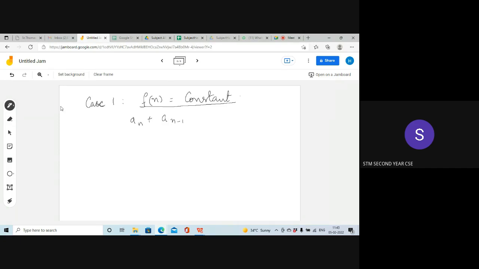Okay. a_n plus a_{n-1} is equal to 1. If it was 0, we could have applied the homogeneous method, but here it is equal to a constant 1. So we cannot apply the other method. What we have to do is find the homogeneous solution corresponding to the right hand side by equating this right hand side to 0.